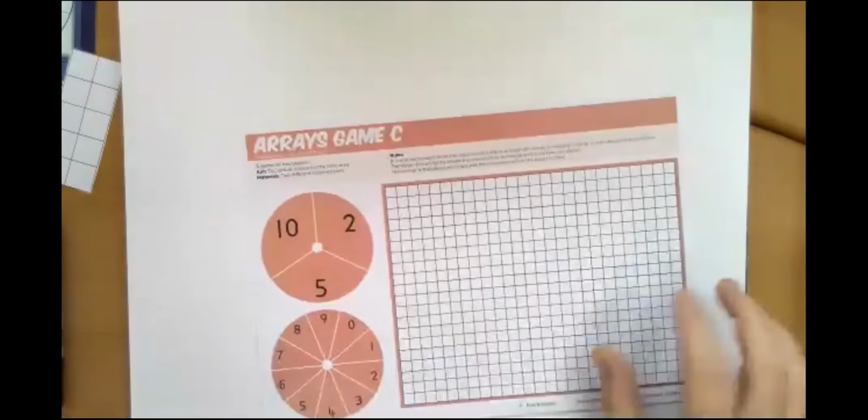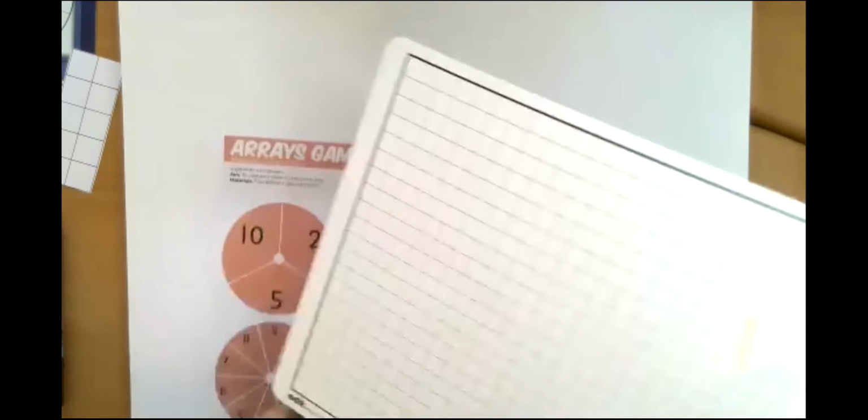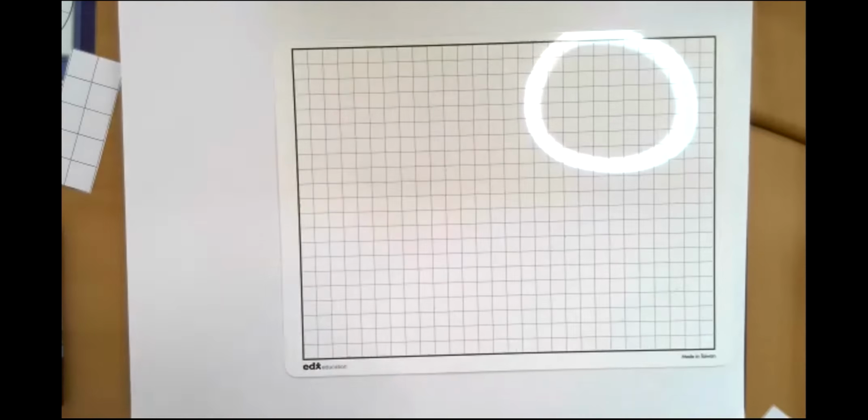I'll just show you another one so you get the idea. In this one here, you'll see this one is multiplying by 2, multiplying by 5, multiplying by 10, and multiplying all those numbers, including the 0. So let me show you how you might play this. I'm just going to use a whiteboard grid just to save a bit of paper, and just a whiteboard pen.